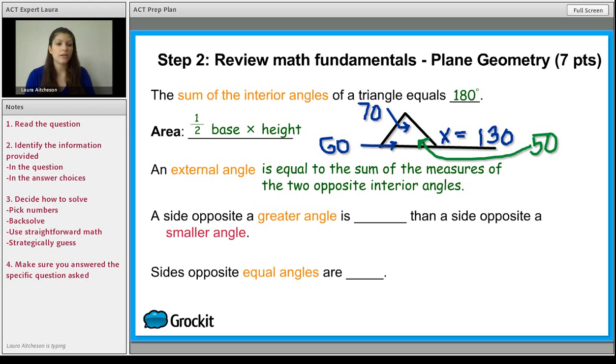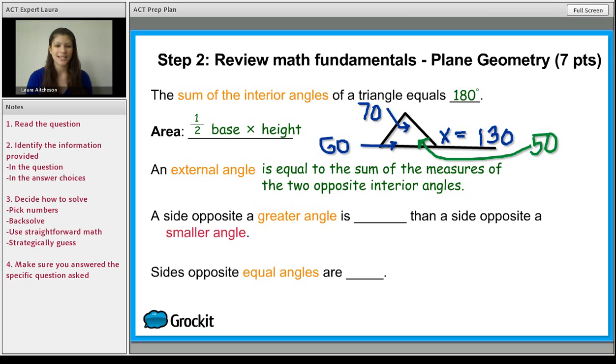So let's remind ourselves of the recommended approach. You're always going to read the question and then you're going to identify the information provided. So the first two steps for every student are the same. But step number 3 is going to depend on you. You can pick numbers or back solve on over half of all the questions on test day. But whether or not you want to do it that way is totally up to you. So keep this in mind and you'll see this demonstrated a little bit more when we do a question.